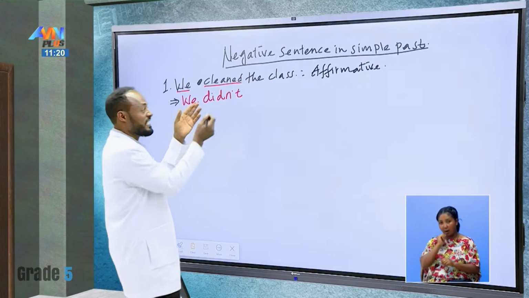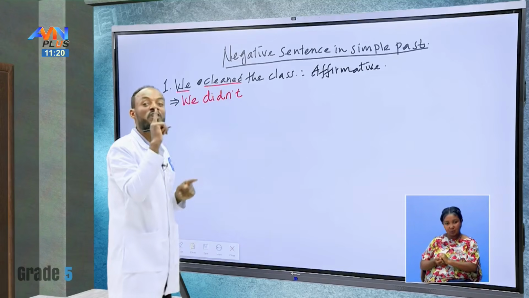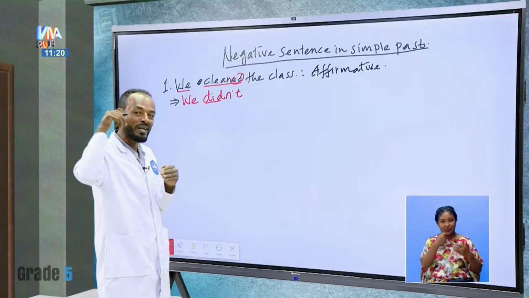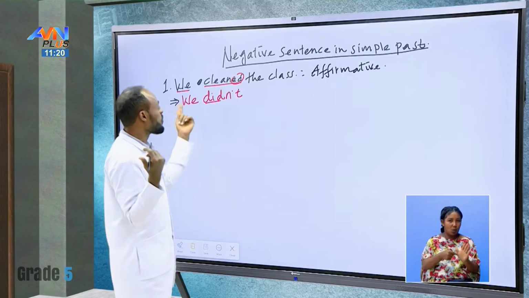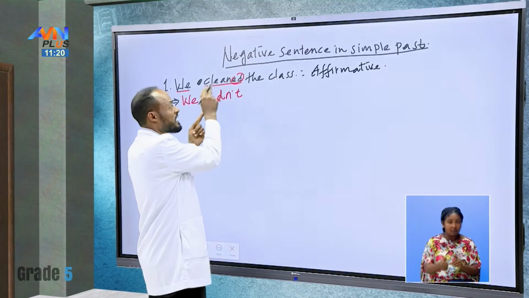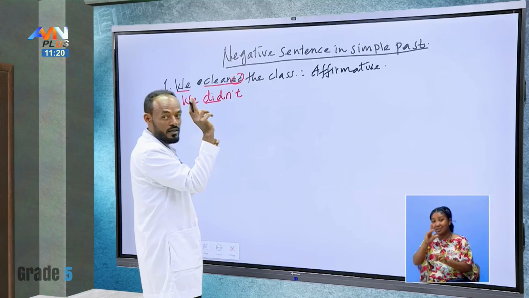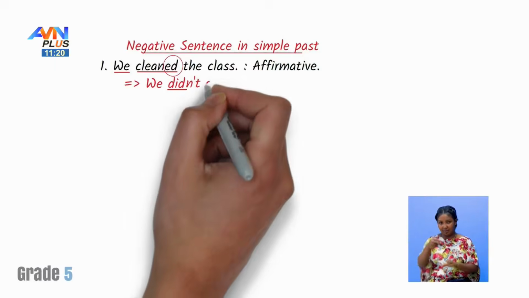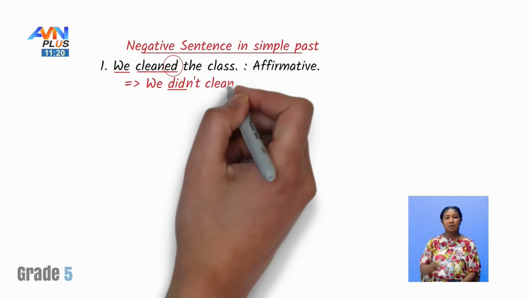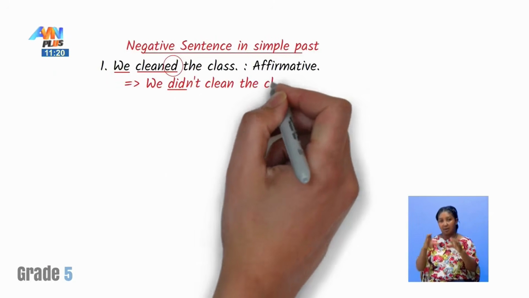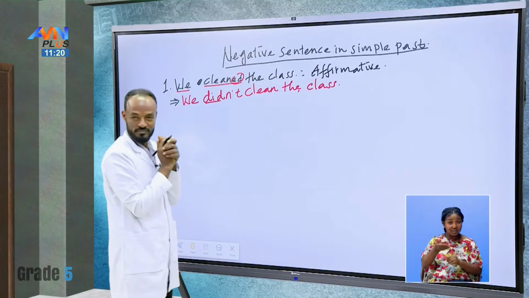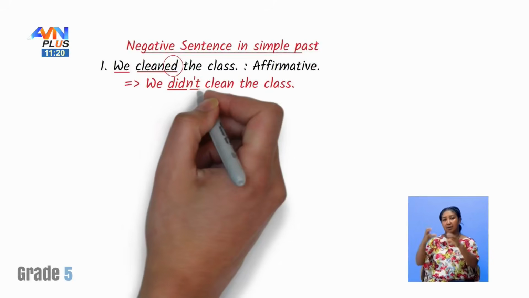Then we have to change this one into verb 1, because we took ed here into did. It changed into did to show what happened in the past. Is that clear? We did not plus clean, not cleaned. We said did to show the past indicator. So we clean the class. Here, we didn't clean the class. It is negative. Is that clear?